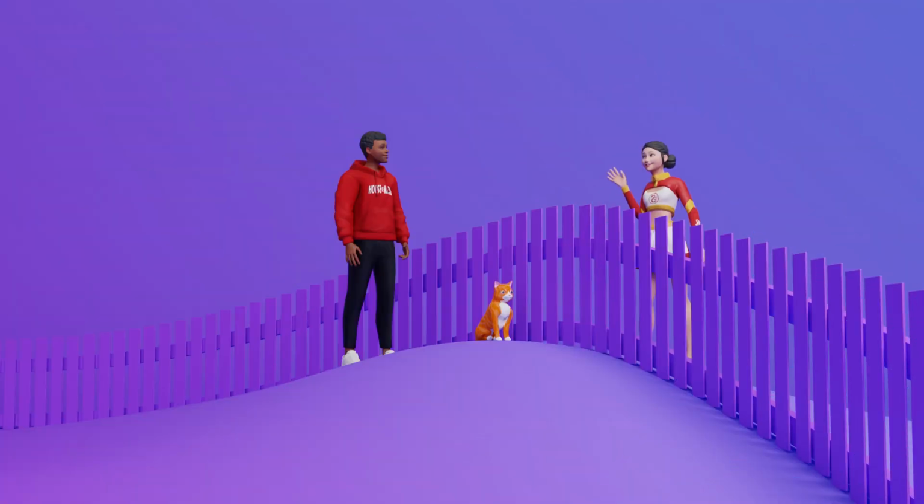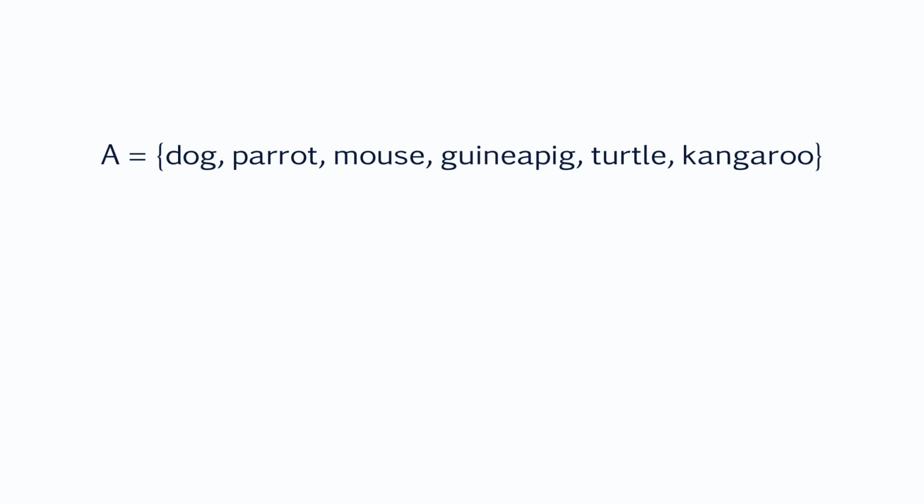Say you love your pets and your parents do too, so your family has several. You wonder which pets you have in common with your friend who also loves animals. Your pets are in set A, and your friend's pets are in set B. Set A is composed of dog, parrot, mouse, guinea pig, turtle, kangaroo, while set B is made up of turtle, monkey, cat, kangaroo. To find out which pets you have in common, you have to figure out which elements the two sets have in common.